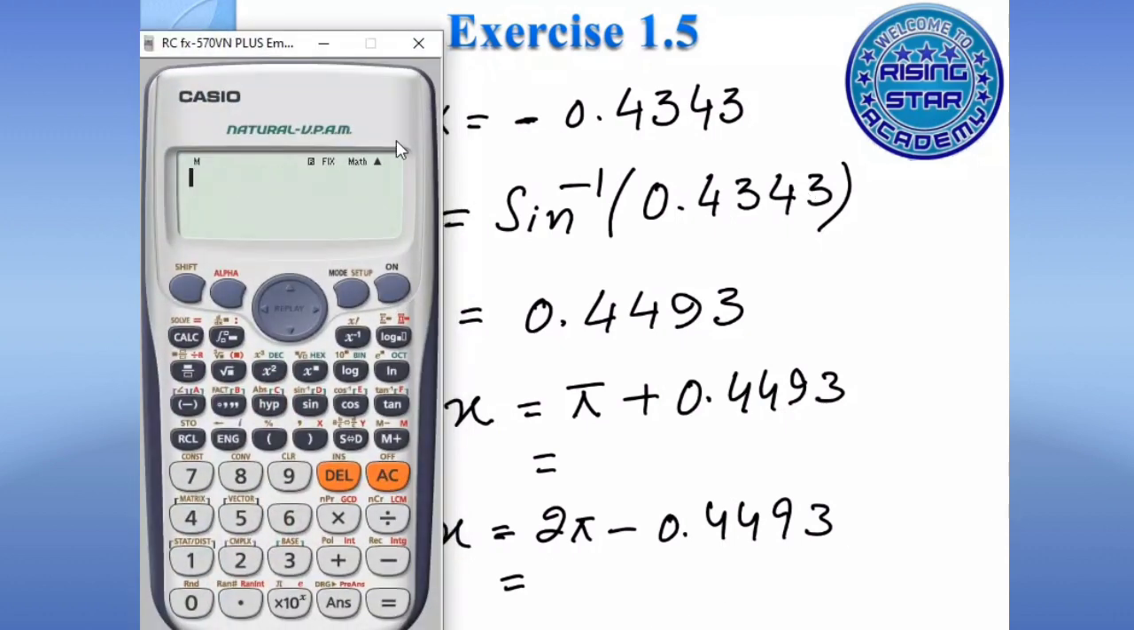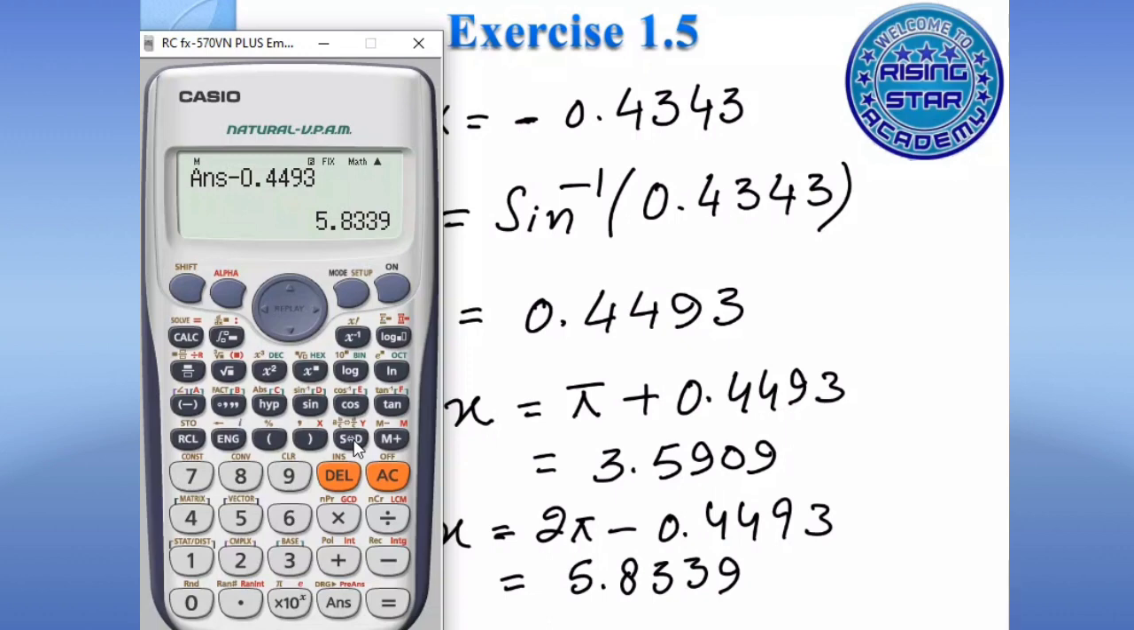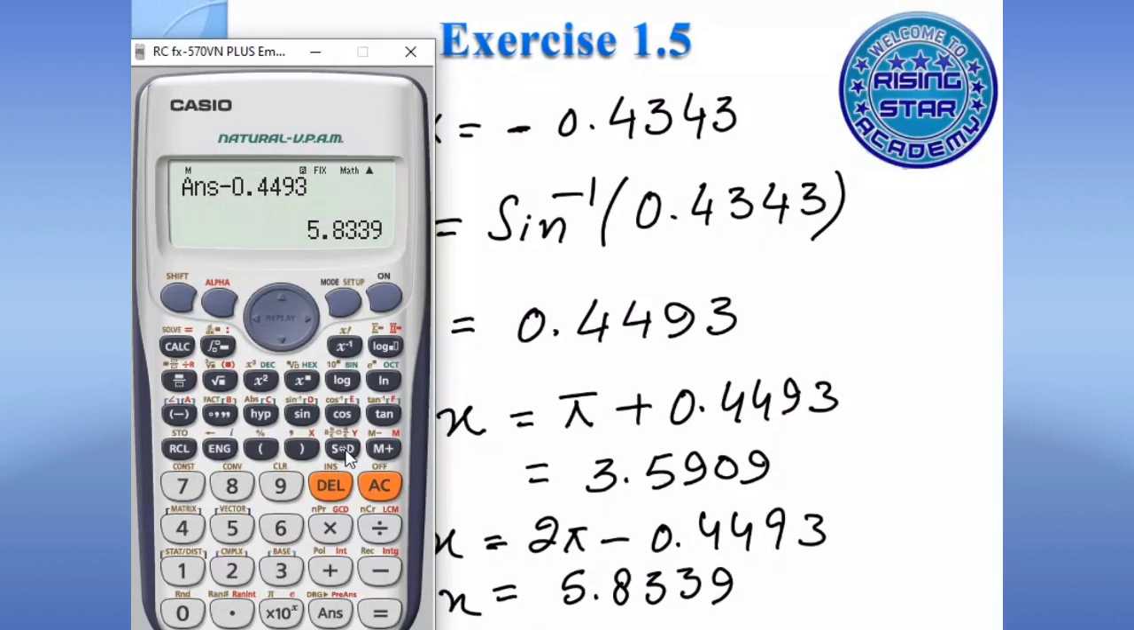Now we will calculate. So here we will write pi plus 0.4493. The answer would become 3.5909. So the next would be 2 pi. So in decimal 6.2832, then we subtract 0.4493. Now the second answer we have is 5.8339. So that would be our second answer. So now move to the next part.